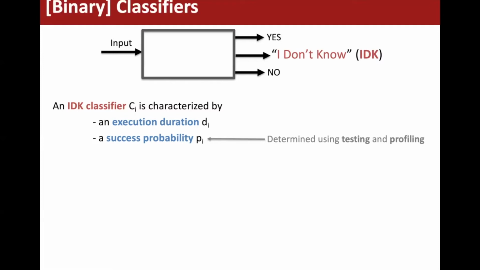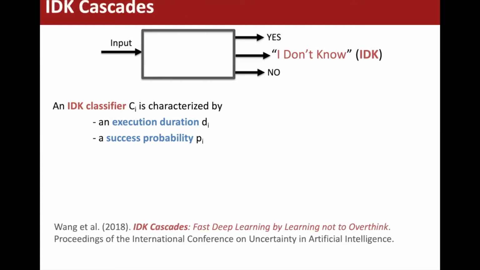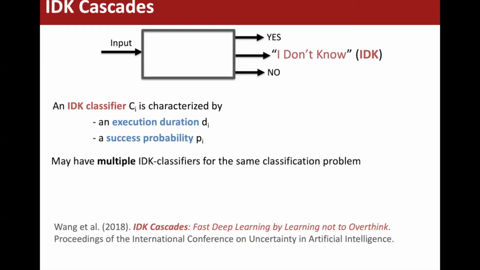The notion of using such IDK classifiers to construct what are called IDK-Cascades was presented first in a paper just a few years ago by Wang and his colleagues. The idea was this: we could construct multiple IDK classifiers for the same classification problem. These different classifiers would differ from one another in their execution duration and the probability that they would obtain correct answers. Let us, for example, suppose that we have two classifiers for the same classification problem. The classifier C1 has an execution duration of 6 time units and returns a correct answer 40% of the time. Classifier C2 has a greater execution duration of 10 time units, but returns the correct answer 75% of the time.